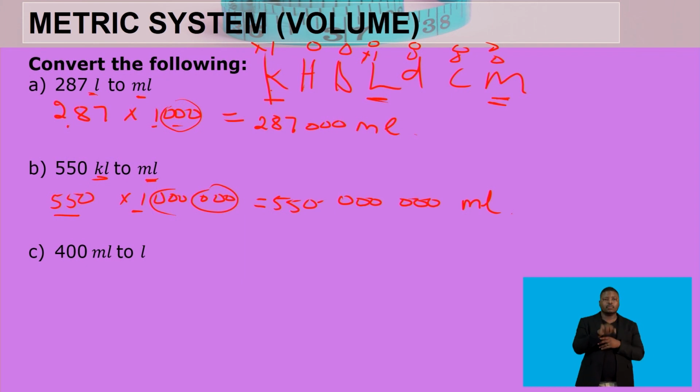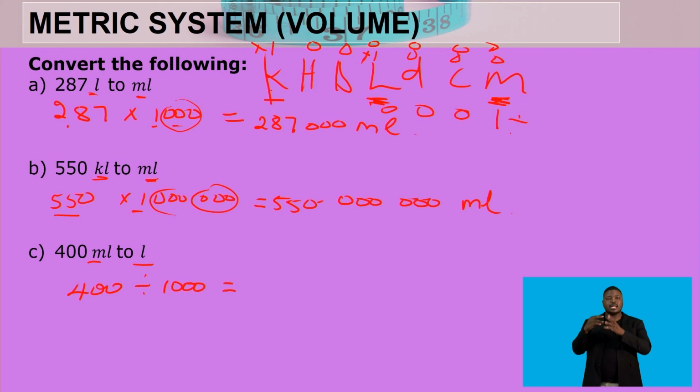The last question, we have 400 milliliters to liters. We are moving from milli to liter. So you put a 1 and zeros up until where you end. So you are dividing. So you say 400 divided by 1,000. Now, in a nutshell, you just say 0 and 0 will cancel 0. Then we've got 4 divided by 10, which gives us 0.4. It's going to give us a decimal point because 4 is smaller than 10. So it gives us 0.4 liters. You can punch on your calculator and confirm.